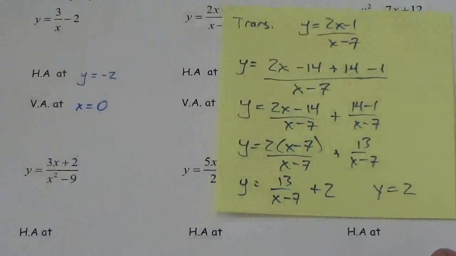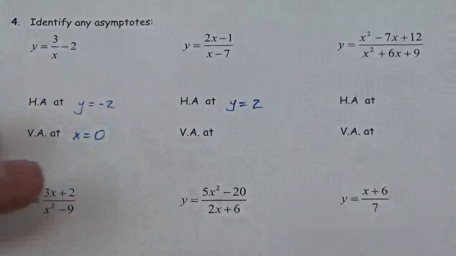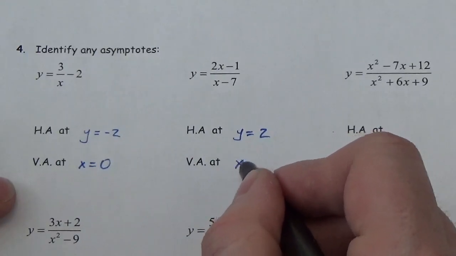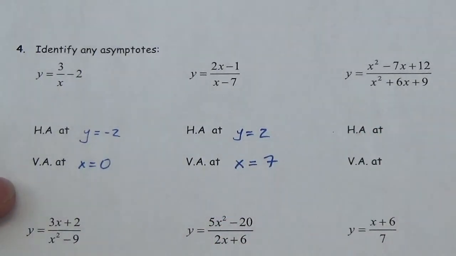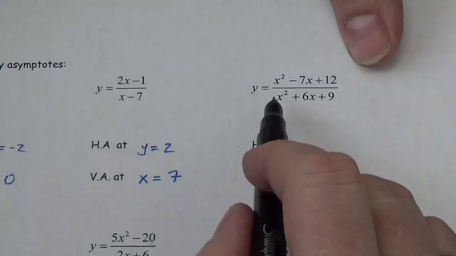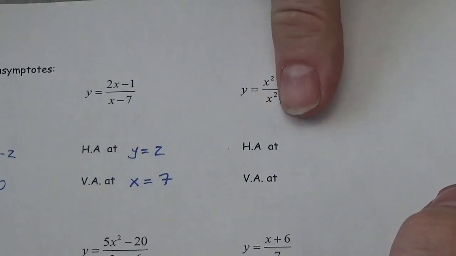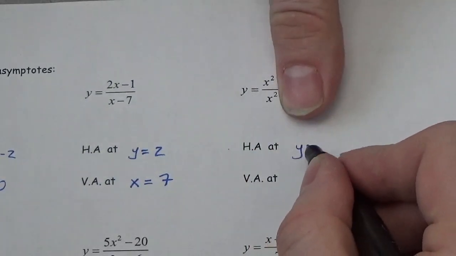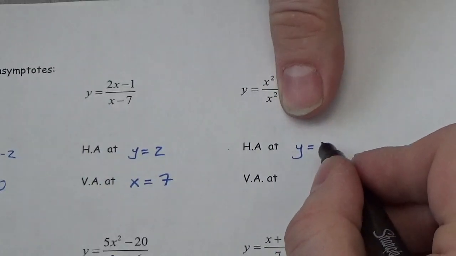Now, anyway, so that's done. Here, it's undefined at 7, so my vertical asymptote will be x equals 7. Now, for the rest of these, we want to get you through them even quicker. So for the horizontal asymptote, the degrees of the numerator and denominator are the same, which means nothing else matters, and it's just going to be the ratio of the leading coefficients. So my horizontal asymptote is going to be y equals 1.